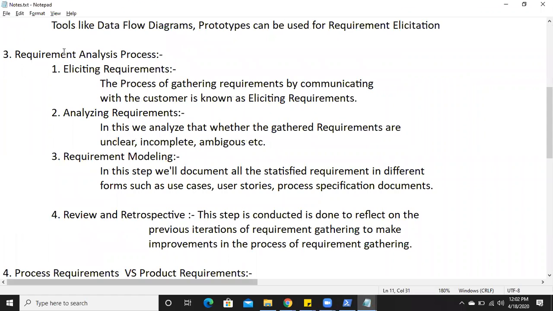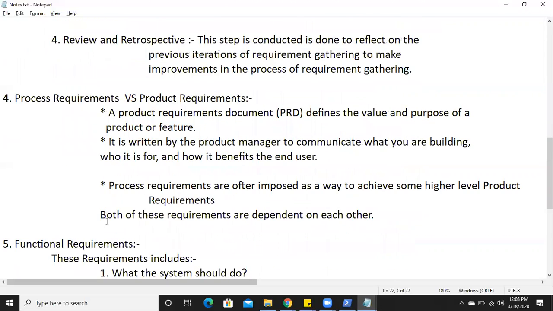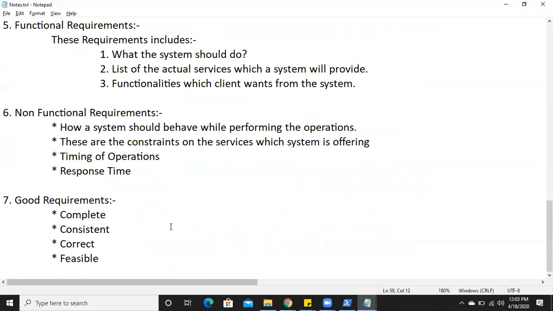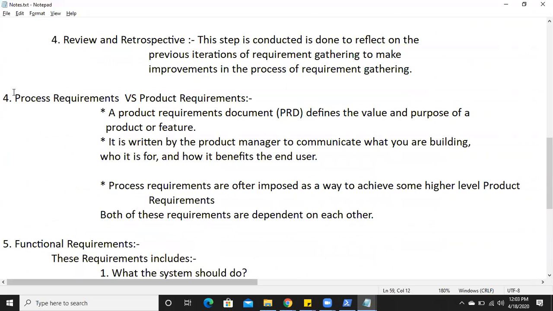What are the steps of requirement analysis? Like what is the meaning of elicitation of requirement? What is the meaning of analyzing requirements, requirement modeling, and review and retrospective? So we have discussed all these things in our last session. What is the meaning of functional, non-functional, and good requirements? So let's move towards our next and very small topic.